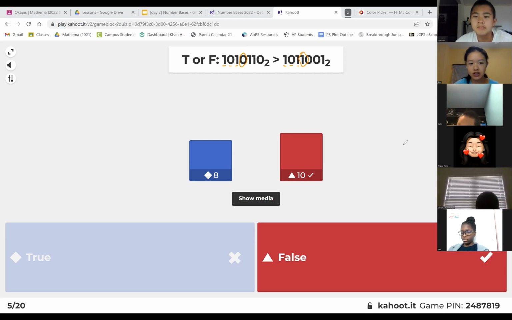Just like in base 10, it would be evil if the first number had more digits. Oh, you're right. Well, double check to make sure that the numbers have the same number of digits first. Otherwise, it would, yeah.